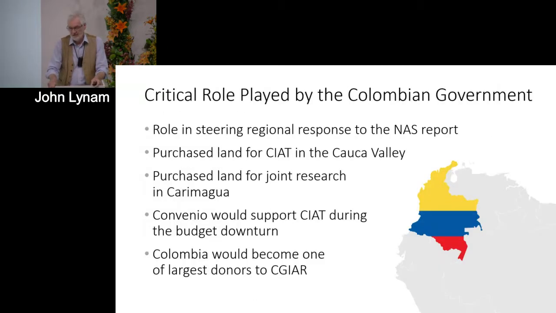I want to point out, and this was very evident yesterday in our discussions, the critical role played by the Colombian government, both in the early development and establishment of CIAT, its purchase of the land here for the station, its purchase of the land in Carimagua. But it continued to provide support to CIAT virtually through its whole history.